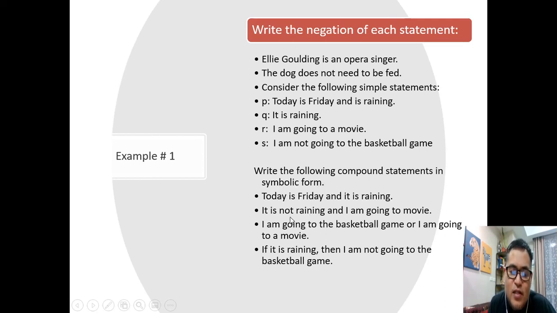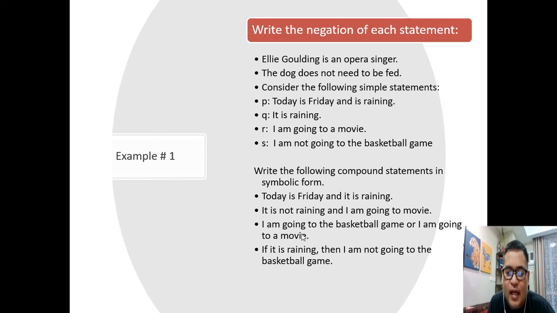So, what will be your answer? Write it on the chat box. Today is Friday and it is raining. Okay, today is Friday and it is raining. So what will be your symbol? Go. I'll give you 5 seconds to type your answer. 1, 2, 3, 4, 5.